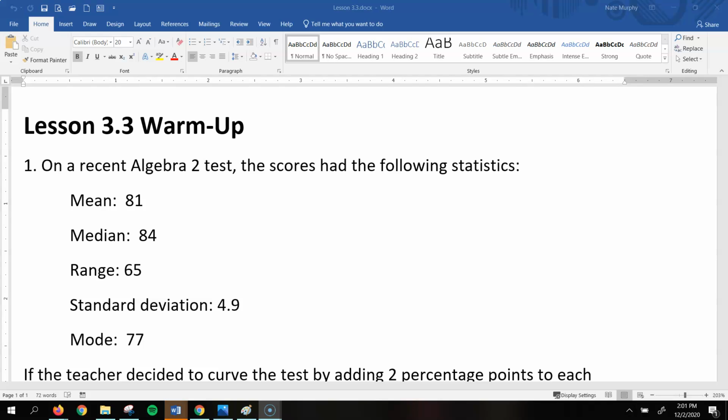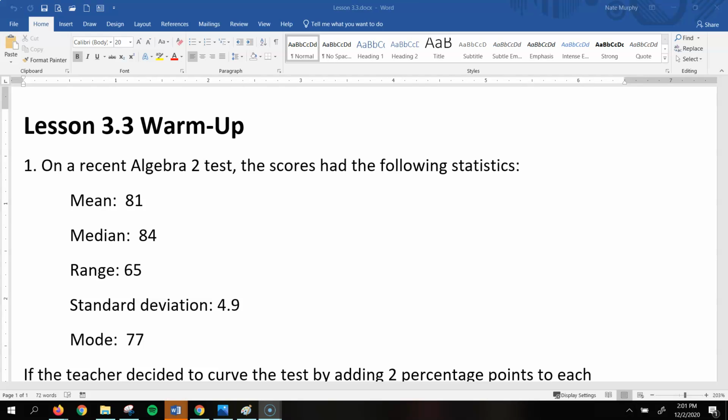All right, so in this video, we're going to look at the warm-up for lesson 3.3. Make sure before you watch this video that you've actually watched the video for the notes. If you haven't done that, this is going to be completely pointless. So don't waste your time right now watching this unless you've already watched the video and taken notes on lesson 3.3. And you can use this just to refresh your memory, make sure that you understand the concept.